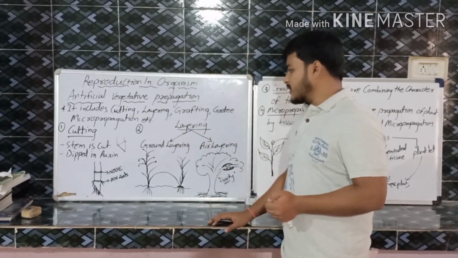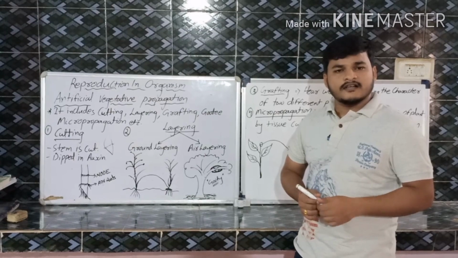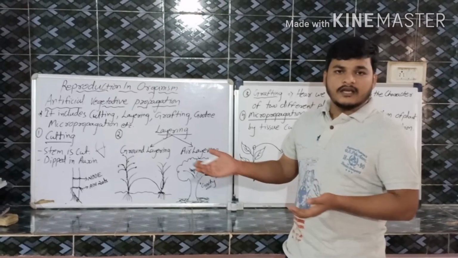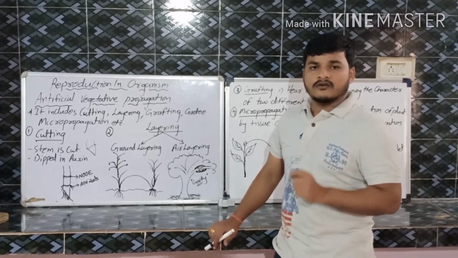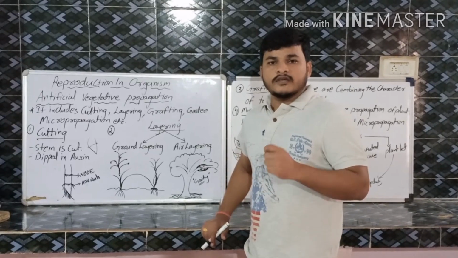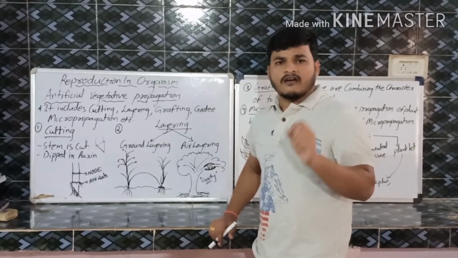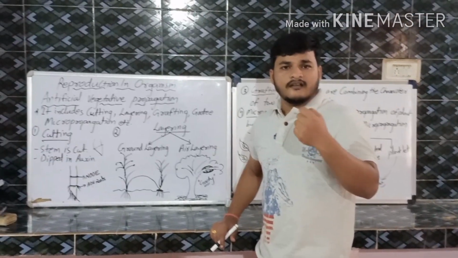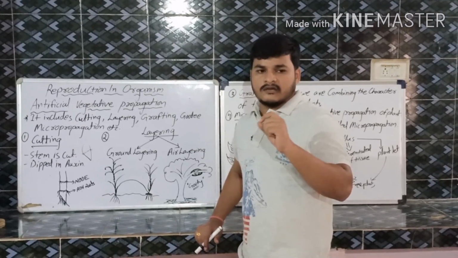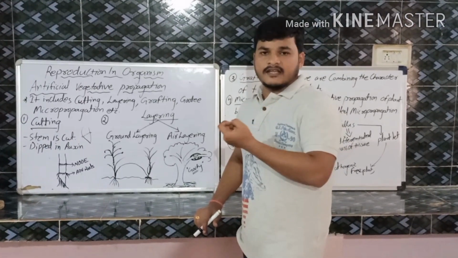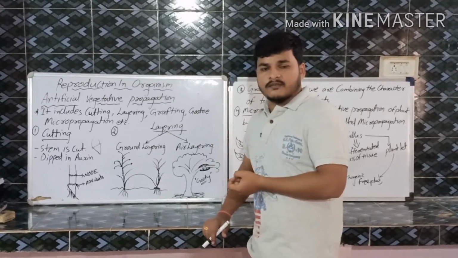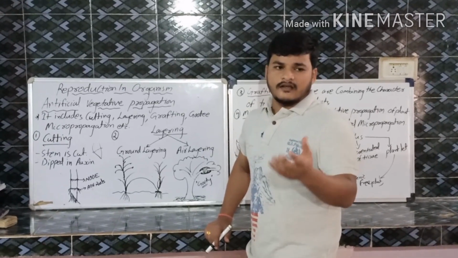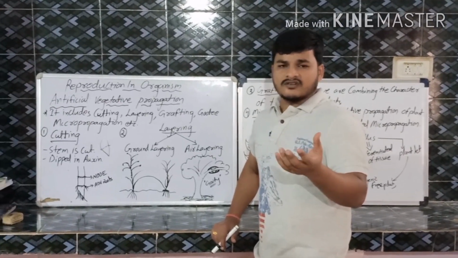Next, the layering part. Layering is mostly divided into two types. One is ground layering. Another one is air layering. In ground layering, we mainly use some types of flowering plants, because flowering plants are mostly fleshy in nature. They are not rigid. If we take the example of jasmine, the jasmine plant is mostly fleshy in nature and not that rigid.